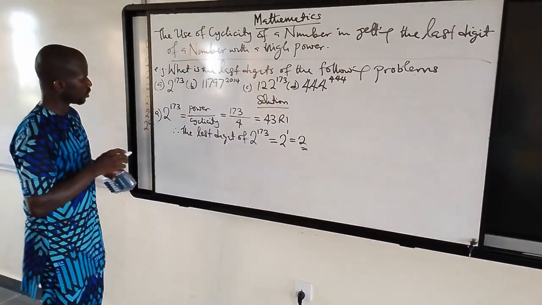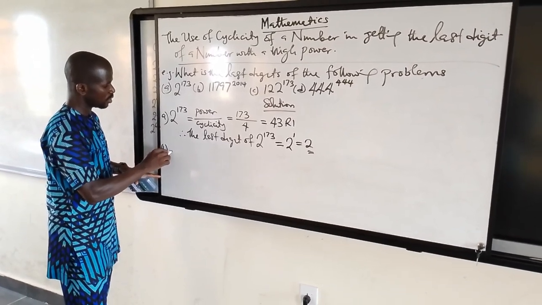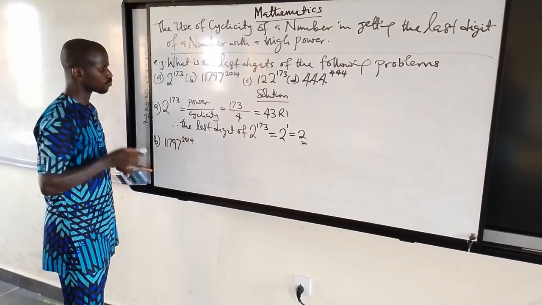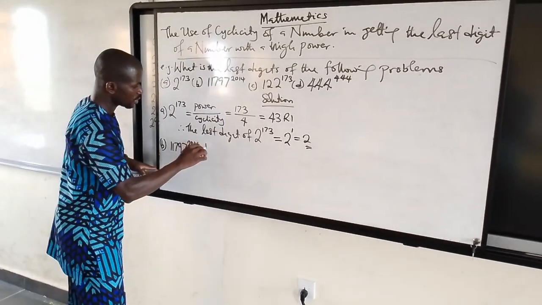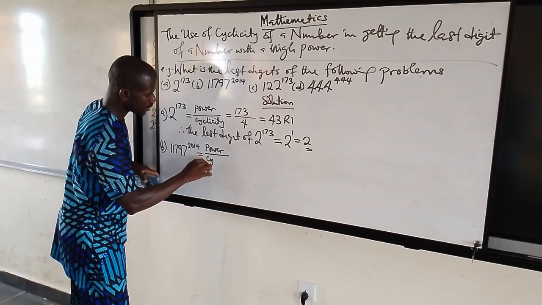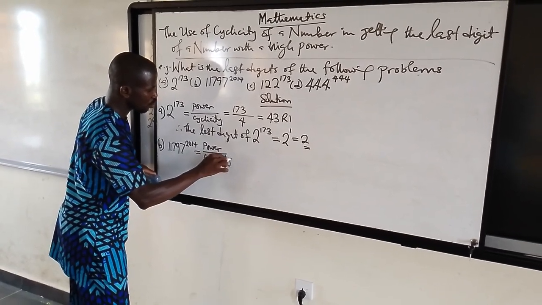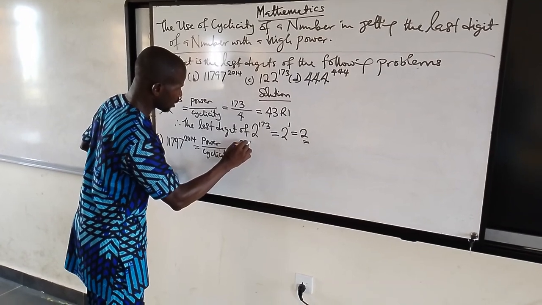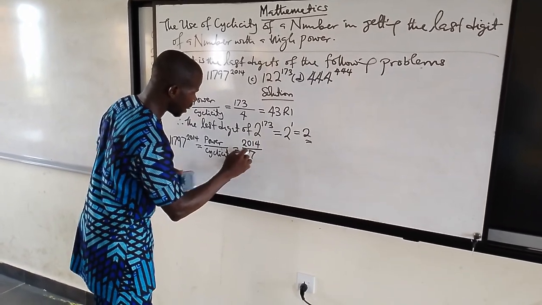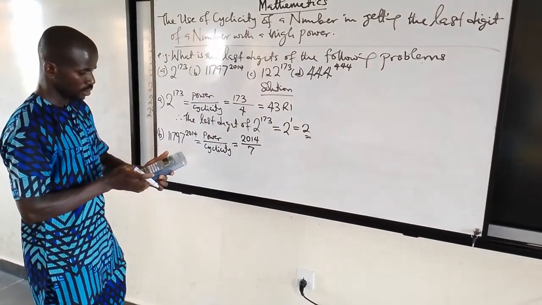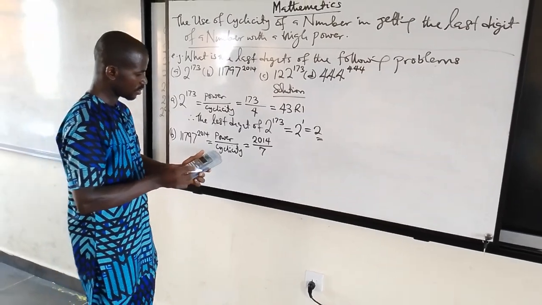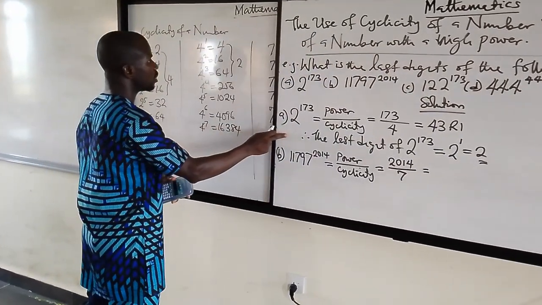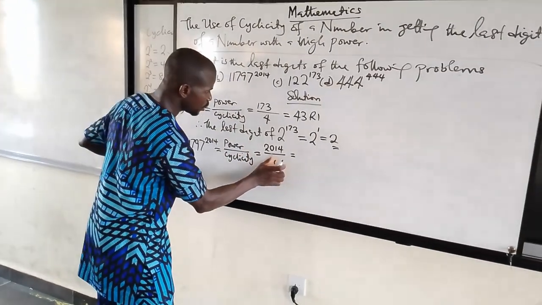Now, let's see the second question. Question B is 11797 raised to the power of 2014. This is equal to, you start with the power divided by cyclicity. Cyclicity of what? Of this last digit 7. So what is the power here? It is 2014 divided by the cyclicity of 7. Cyclicity of 7 is 4.